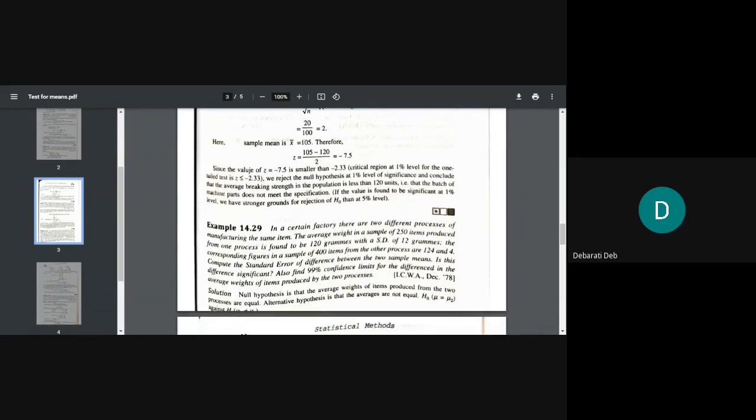This will be the same as the given formula. As yesterday I gave you some formula for testing means, two means also I gave. So use this formula and try to solve these problems. Examples 14.29, 14.30, 14.31. These three problems. Try to solve. I will also discuss on Monday, but you also give it a try whether you can solve it or not. And if you want more sums for practice purposes, please message me. I will send you some exercise problems.